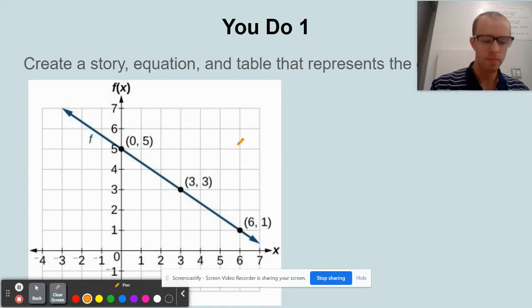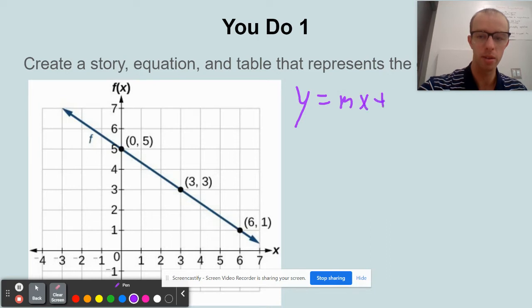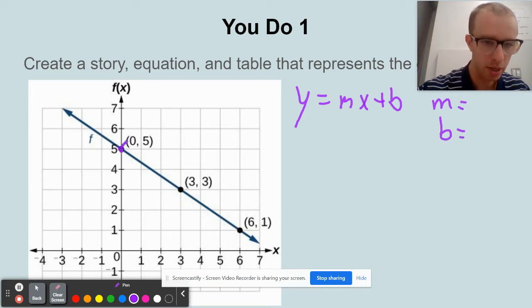Okay. Hopefully you're unpausing because you already completed it. I'm going to go through this pretty quick so this video is not too long. First step is I need an equation. This is a straight line, so I know my equation is y equals mx plus b. I need to know what my slope is and what my y-intercept is. My y-intercept is where I cross the y-axis, or f of x. They're the same thing, and that's at 5.